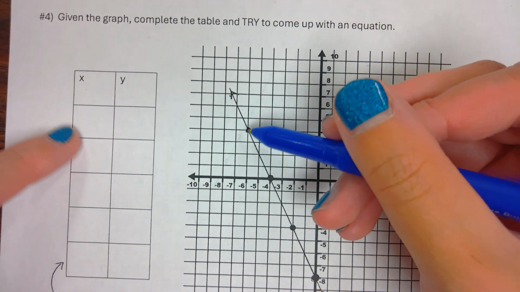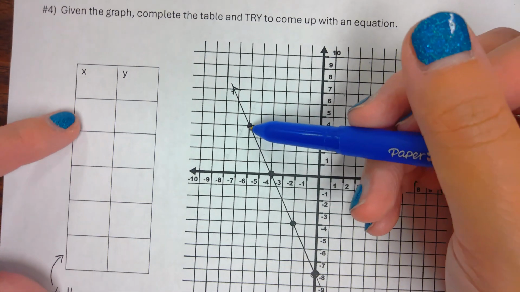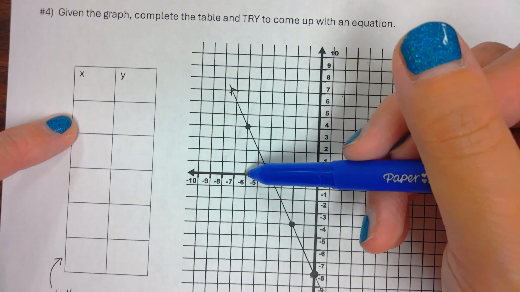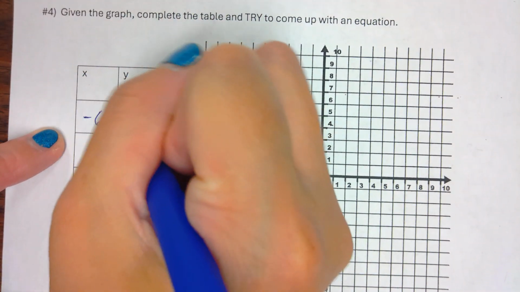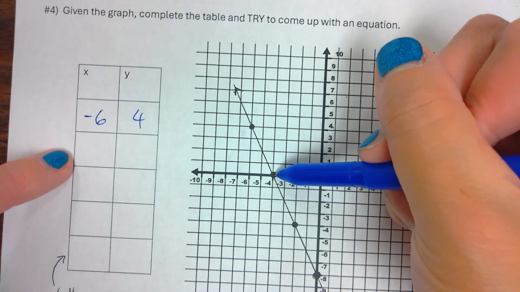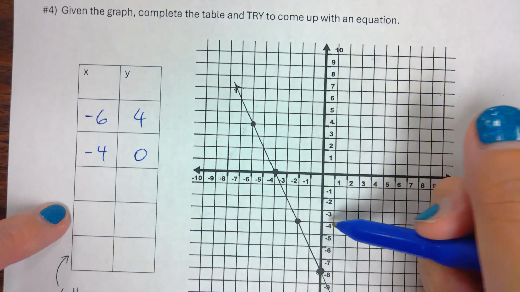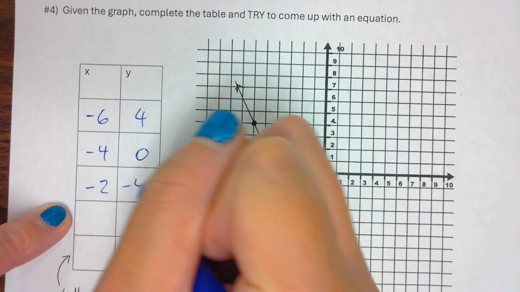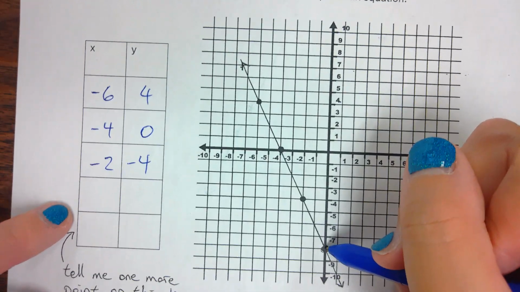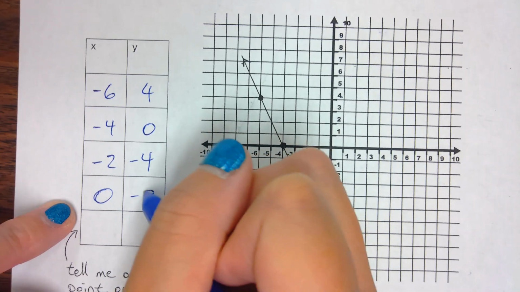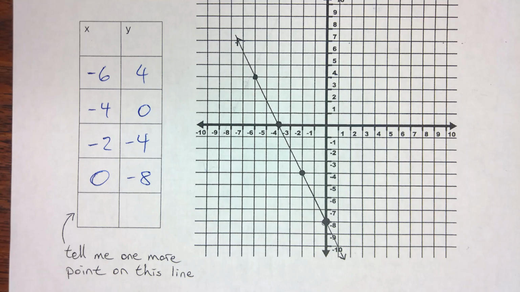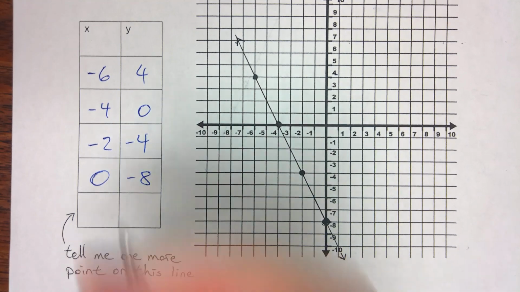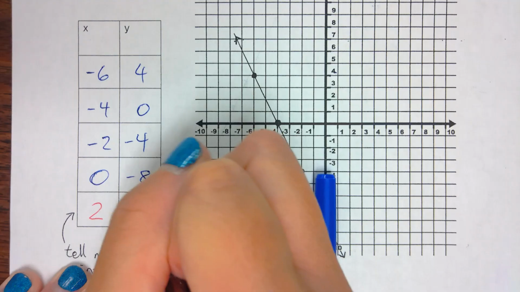So I can read off this point to be -6 and 4. This point is -4 and 0. This point, -2 and -4. This point is at 0, -8. Can you tell me one more point on this line? 2, -12.